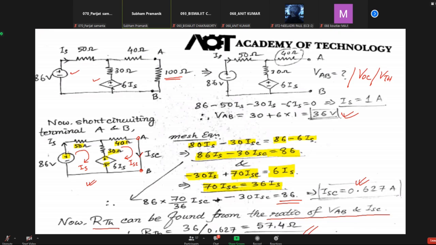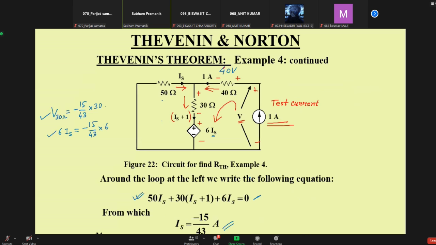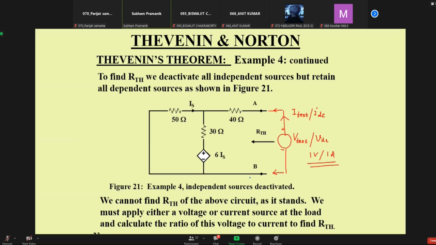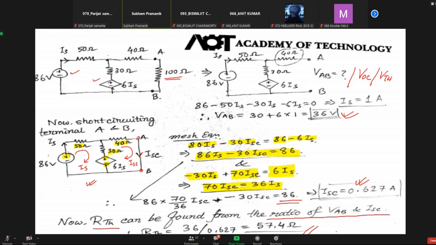So both methods are applicable, but as I told you, if you apply the test voltage method for case 2, you need to remember the steps, that while doing so you need to deactivate the independent sources. So better forget this, use this: find VOC, find ISC, and from the ratio of these two you can get RTH. Then you will have 3 different processes for 3 different circuits. You don't need to have any headache regarding which method will be applicable where.